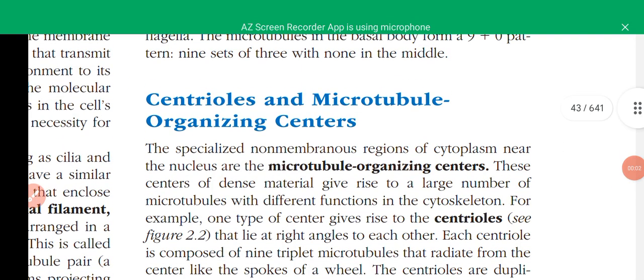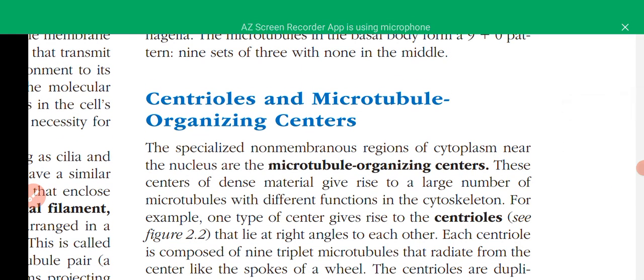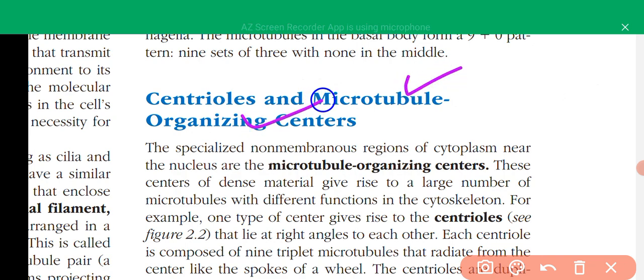Hello and welcome. In this tutorial, we will discuss centrioles and the microtubule organizing center and the remaining organelles of the cells except the nucleus. Centrioles and microtubule organizing center.